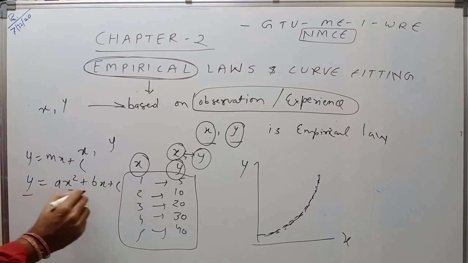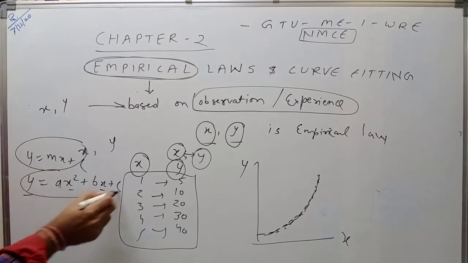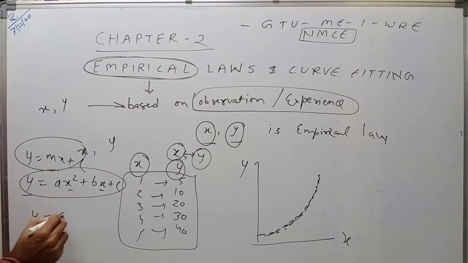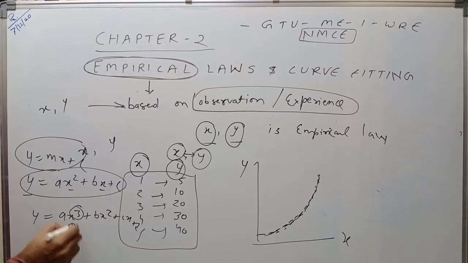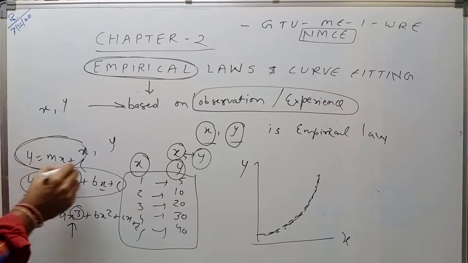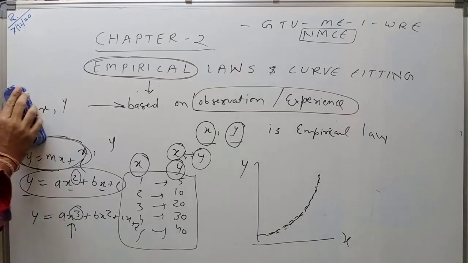Alright, so any relation, and the algebraic equation may be of different order, different degree, or y equal to ax cube plus bx square plus cx plus d. Alright, so here the order is 3, here order is 2, here it is a linear equation. So such types of things will be obtained. So that is known as the curve fitting. Alright, so these are the things. What are the different methods of fitting a curve? Now that we will go through it.